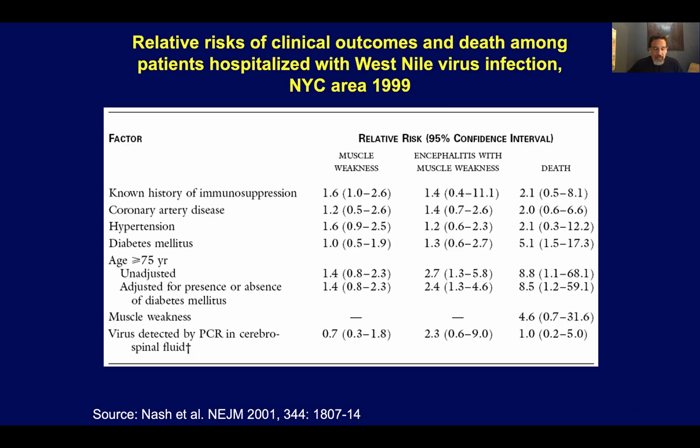The number of people, 59 in the case group, was pretty small, but we did want to do some analyses to see if we could understand what factors might be associated with some of the more severe outcomes, including death. And what we found was that having diabetes and having older age were most strongly and independently associated with the risk of death in severe West Nile infection.